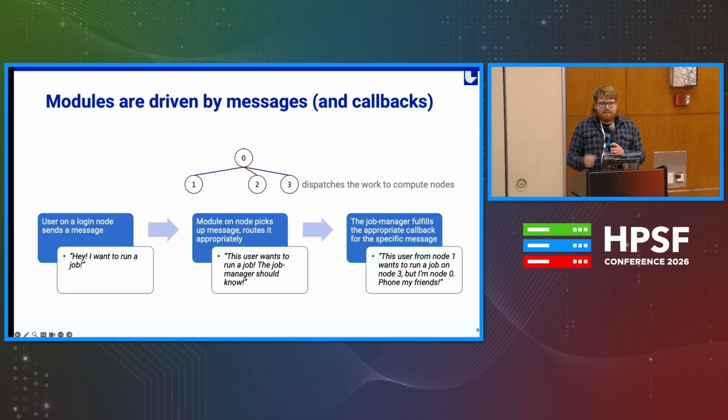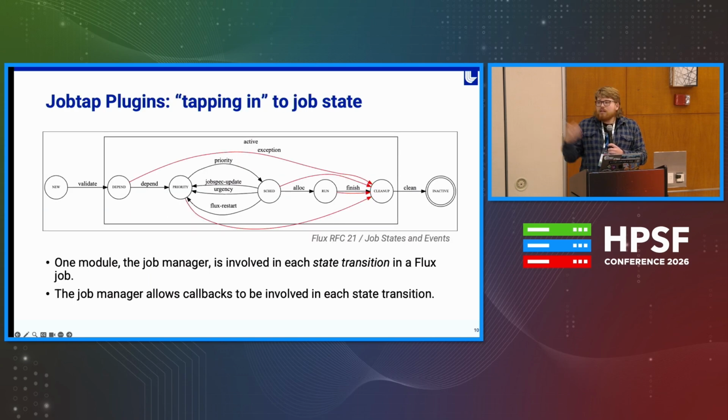And that's kind of a simple example of how messages and callbacks are the fundamental layer of Flux to enable all of the really important job states and features that we have for our users. All of our jobs in Flux go through this state transition diagram.